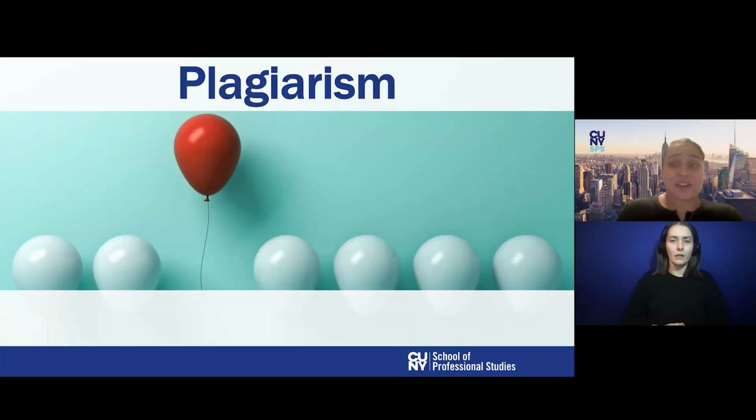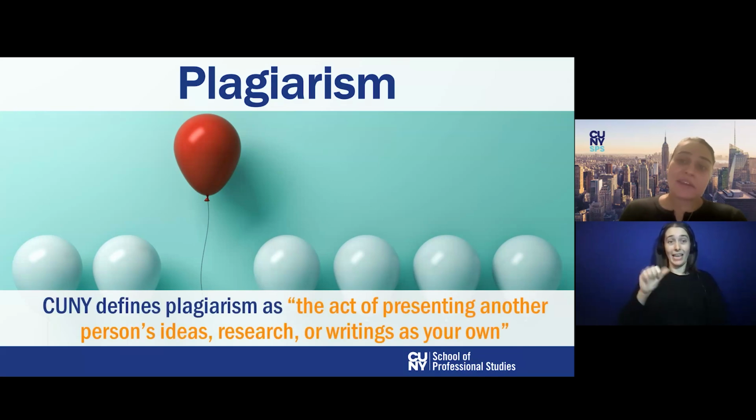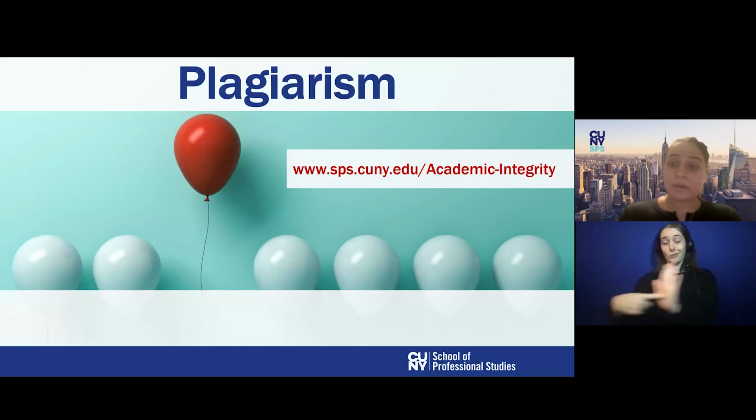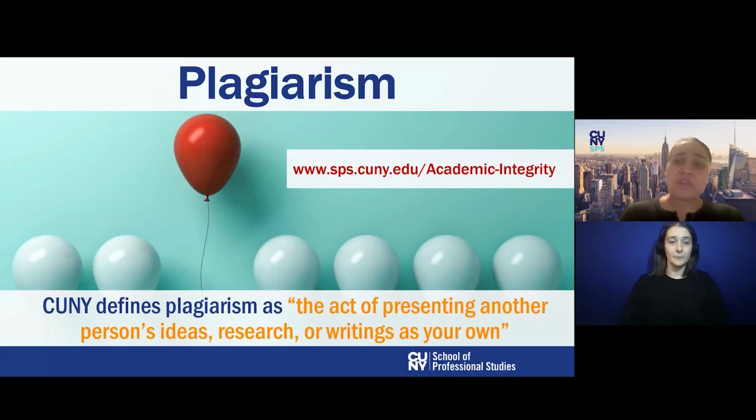So if you fail to cite sources or cite them incorrectly, you may be charged with plagiarism, which is a pretty serious academic offense. The CUNY policy on academic integrity defines plagiarism as, quote, the act of presenting another person's ideas, research, or writings as your own. You can find more information about CUNY's academic integrity policy at that website, sps.cuny.edu/academic integrity. We will put the link in the chat.